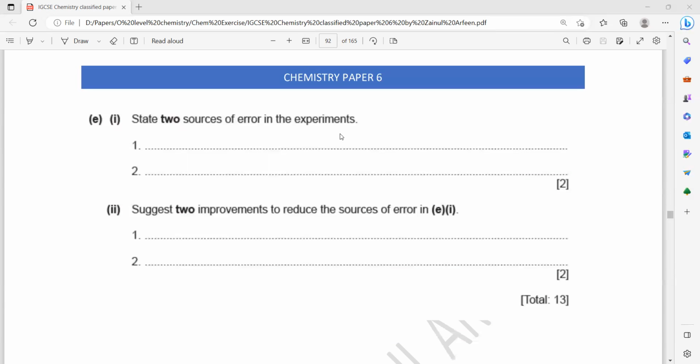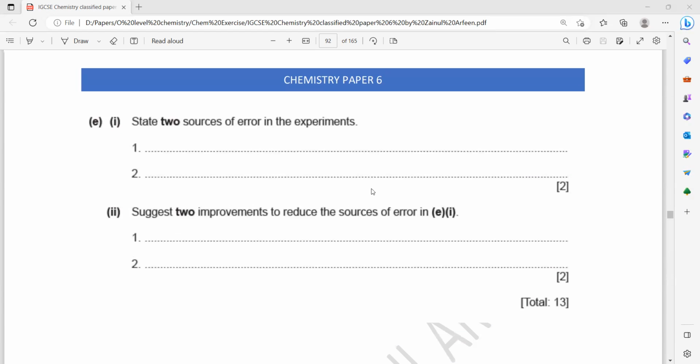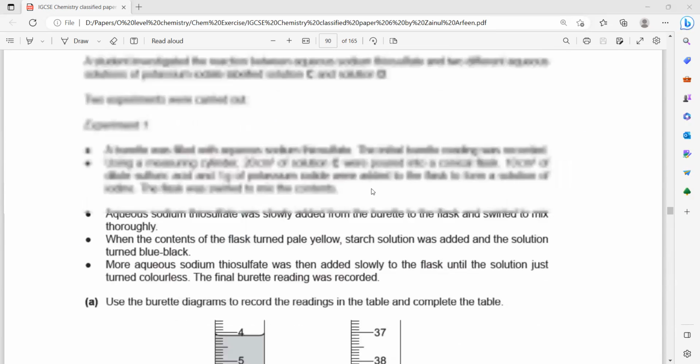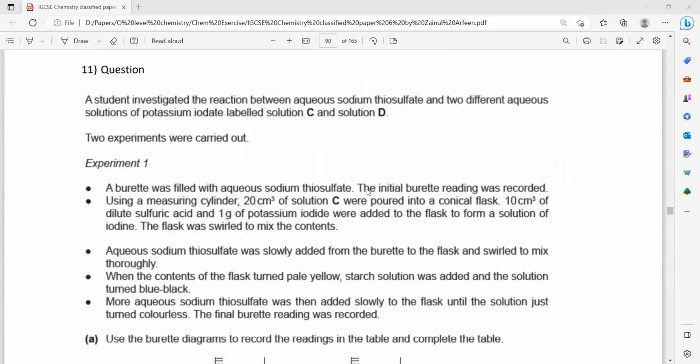State 2 sources of error in this experiment and 2 improvements. Whenever a question is there regarding the sources of error and improvement, you should always go back to the first part of the question where they write everything about the experiment, because at that point you can find the errors there. Okay, by reading this instruction, can you identify the error?